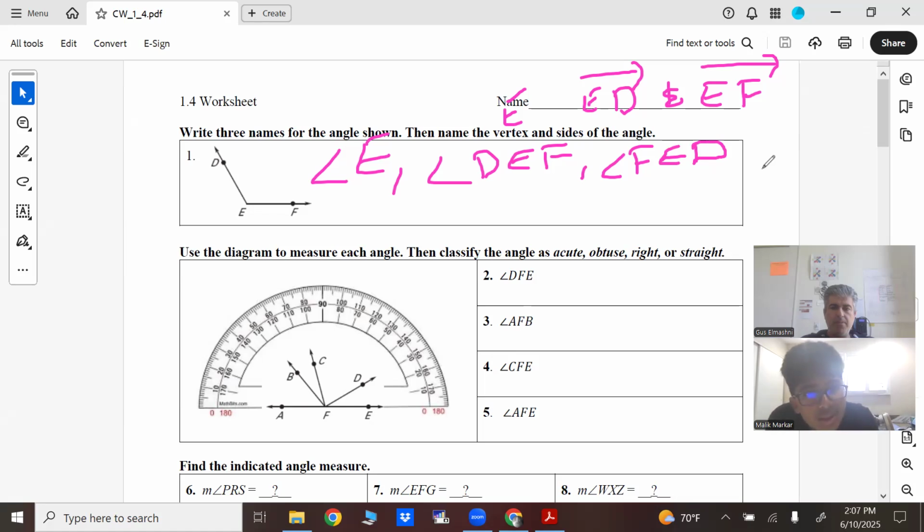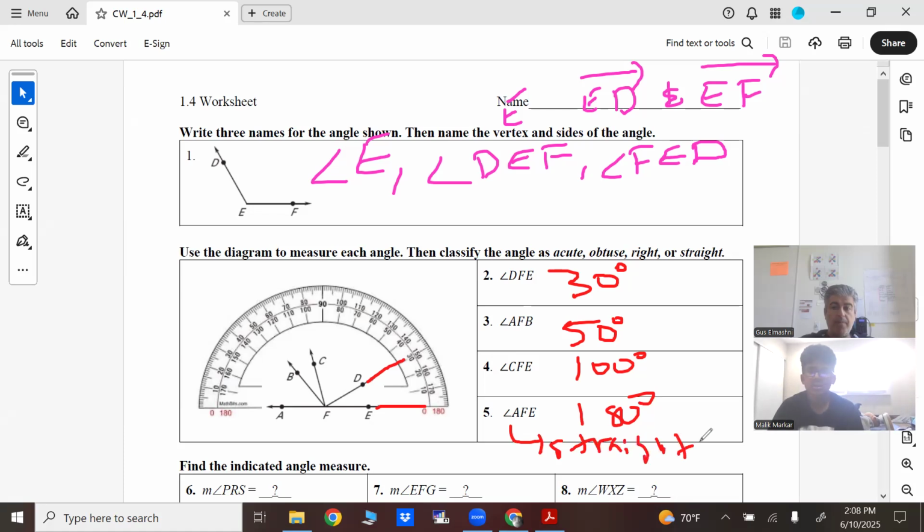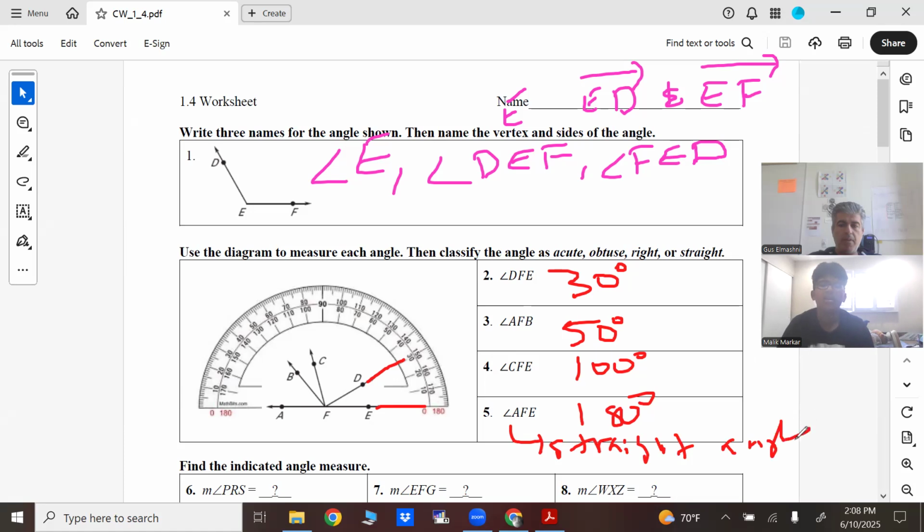Use the diagram to measure each angle. DFE is 30 degrees. AFB is 50 degrees. CFE is 100. And AFE is 180. Correct. Which, by the way, we call a straight angle because it makes a line. If it's 90 degrees, it's called a right angle. And then a line is a straight angle.